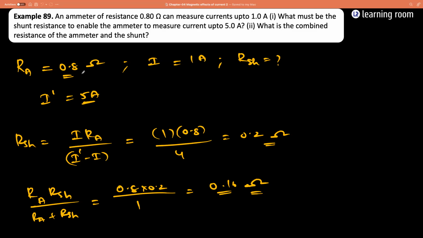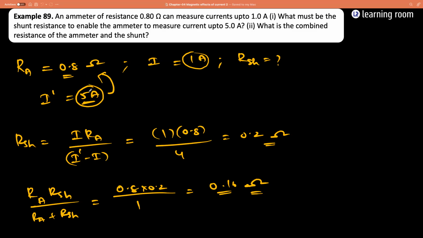Sir, how is it 4, sir? It's 4.2. Which one is 4.2? I dash minus I. I dash is 5, I is 1. You did I dash minus RA, that is why you got 4.2. Oh, okay, sir. Got it, sir. Sir, it's 0.016. No, sir, got it, sir. Two decimal places. Yes, sir, got it. Okay, so it's 0.16. I hope everyone is clear.